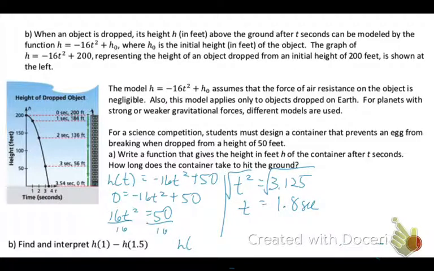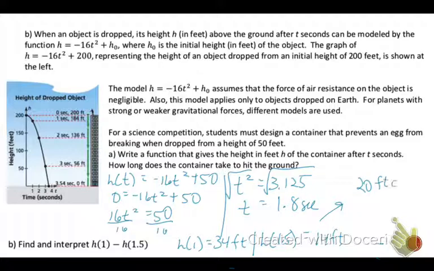Now let's interpret that h of 1 minus h of 1.5. So the height after 1 second, if you plug that in, is 34 feet. And the height after a second and a half, so I'm not showing the work, I'm just plugging it into the equation, is 14 feet. Now what does this mean? So the difference is 20 feet.